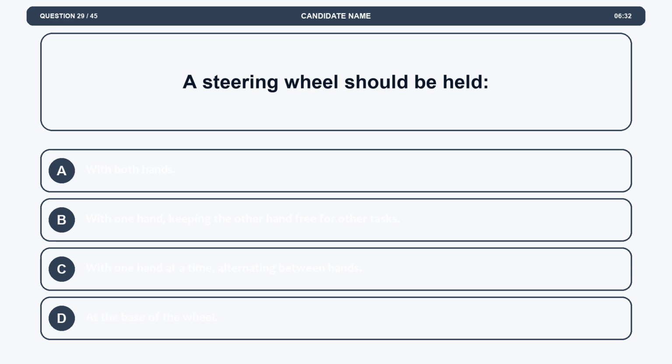Question 29. A steering wheel should be held. Option A, with both hands. Option B, with one hand, keeping the other hand free for other tasks. Option C, with one hand at a time, alternating between hands. Option D, at the base of the wheel.